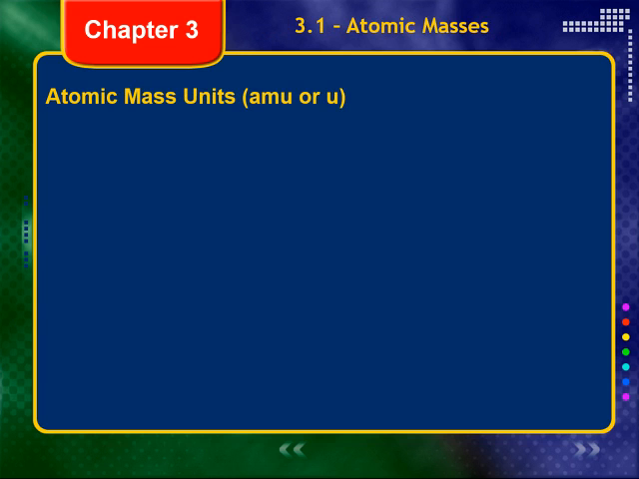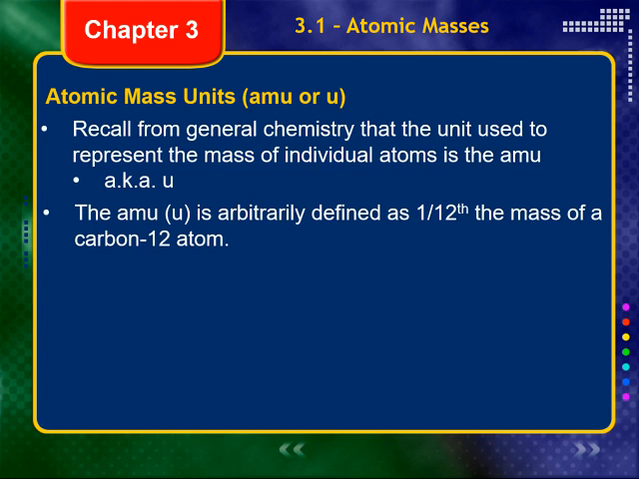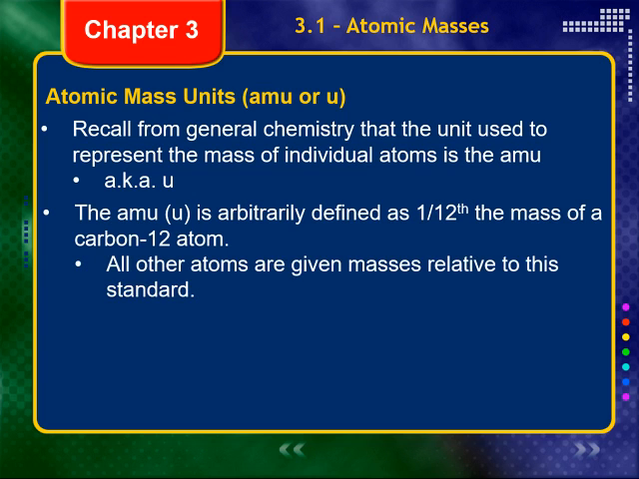So, moving on, bringing this same example to the idea of atoms. Recall from general chemistry that the unit used to represent the mass of individual atoms is the AMU, also known as U, or just unit. Don't be surprised if you see AMU or you see U interchangeably. They mean the same thing. The AMU, or U, is arbitrarily, again, scientists just decided this. It's not something that was measured in nature. It's arbitrarily defined as 1/12 the mass of a carbon-12 atom. All other atoms are given masses relative to this standard.